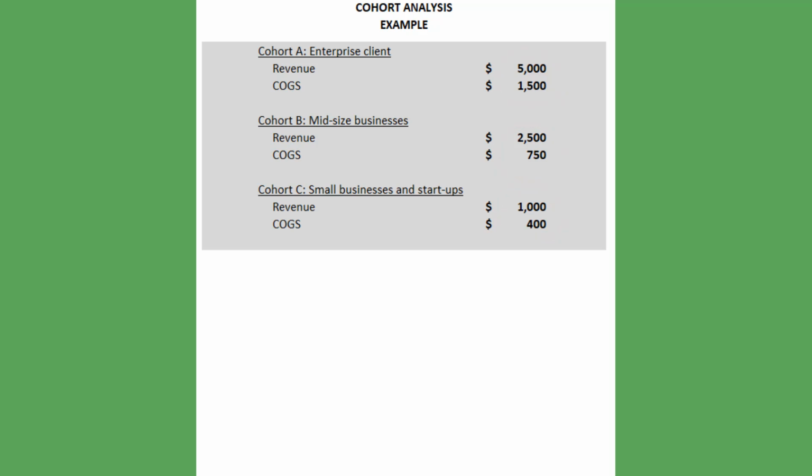Now, let's go through and do the calculation of the margin for each of these cohorts. Again, first we have to calculate the gross profit. So for cohort A, we have a gross profit of $5,000 less the $1,500, $3,500. Then we take that $3,500, divide it back into the revenue, and we get 70%.